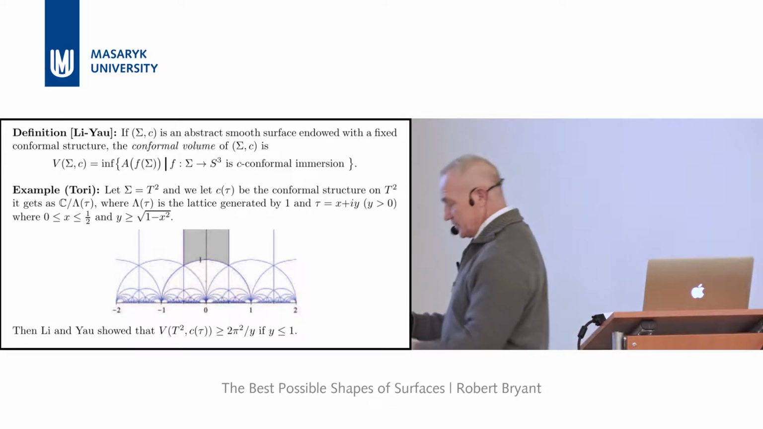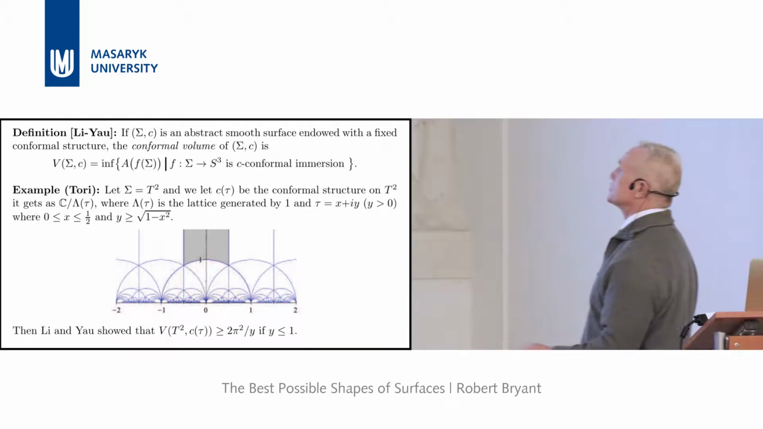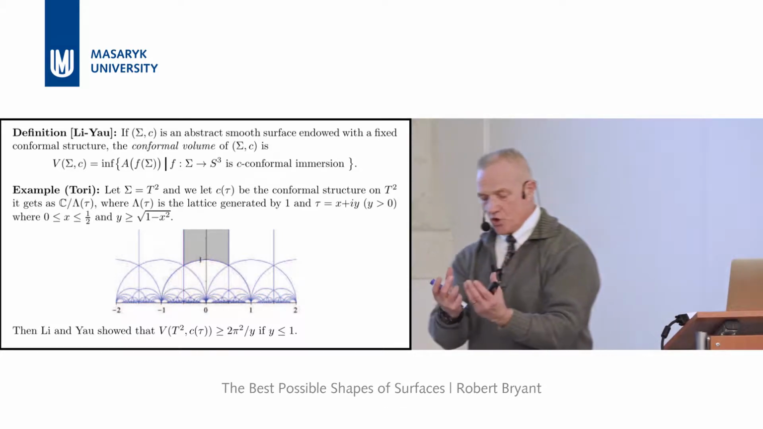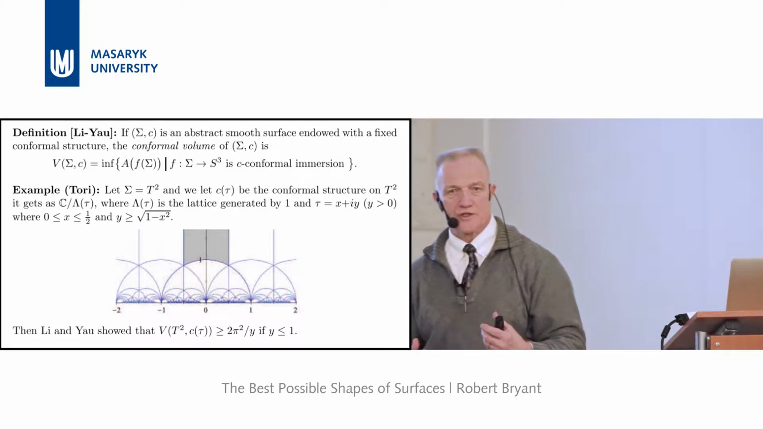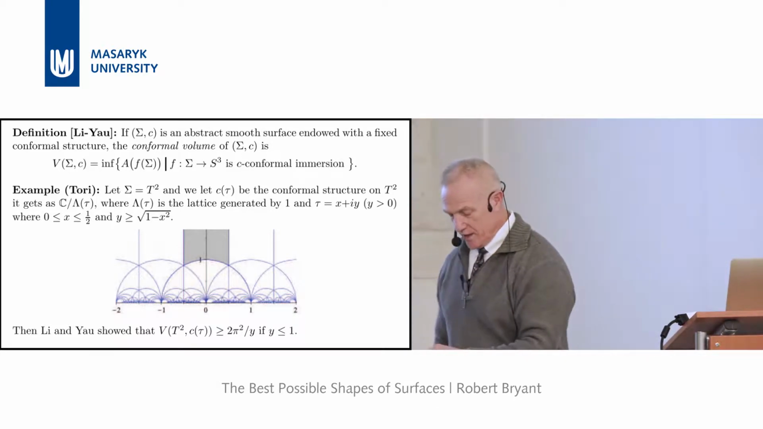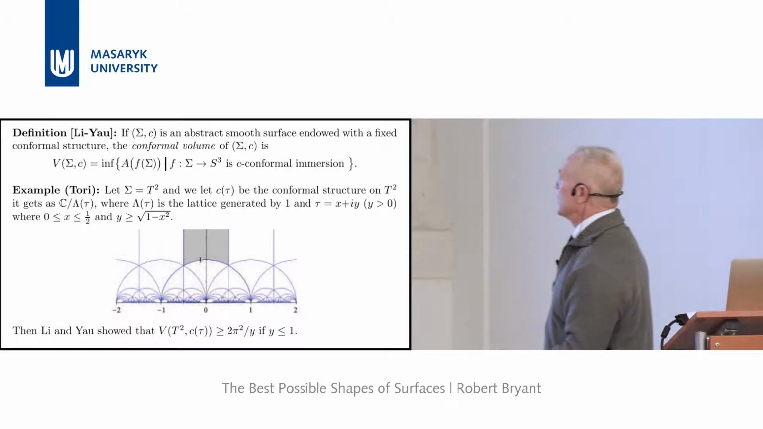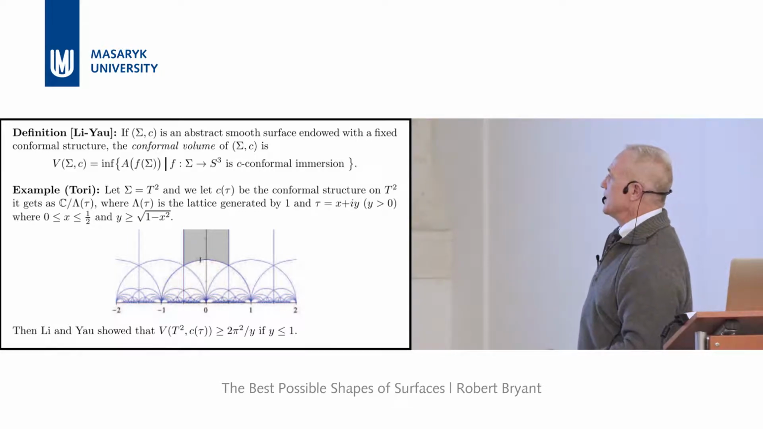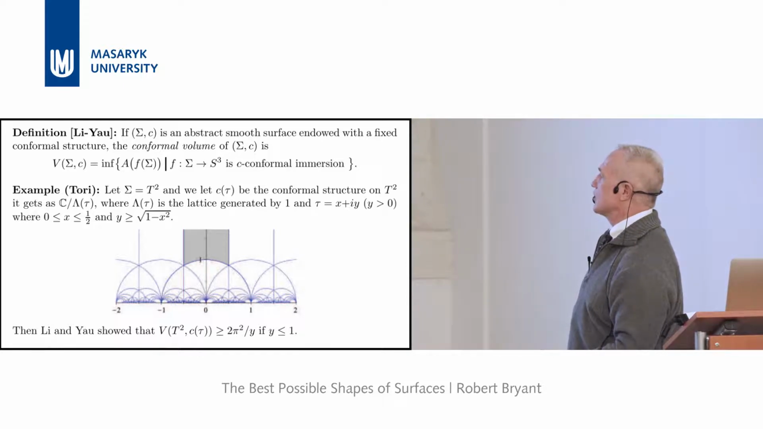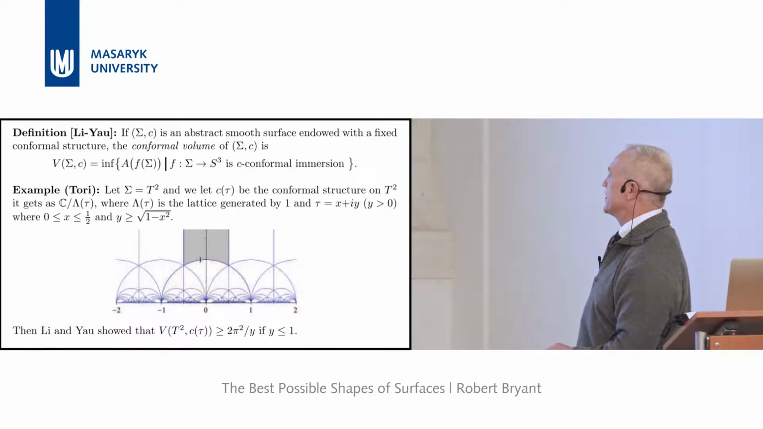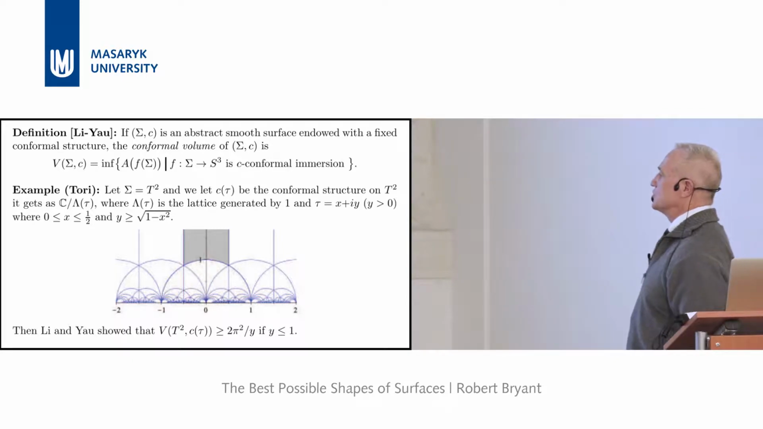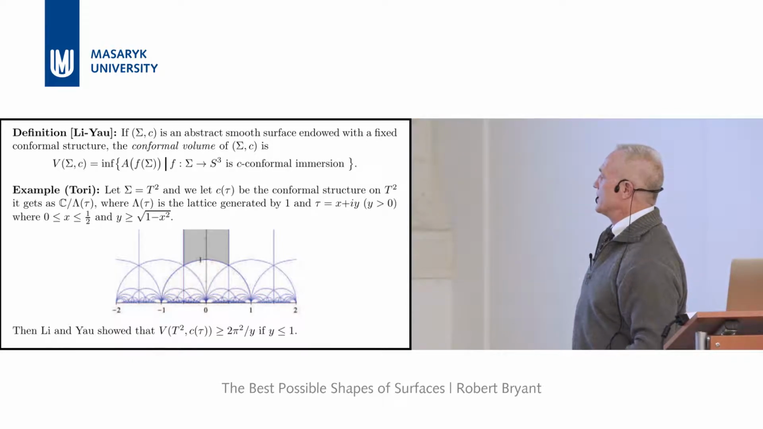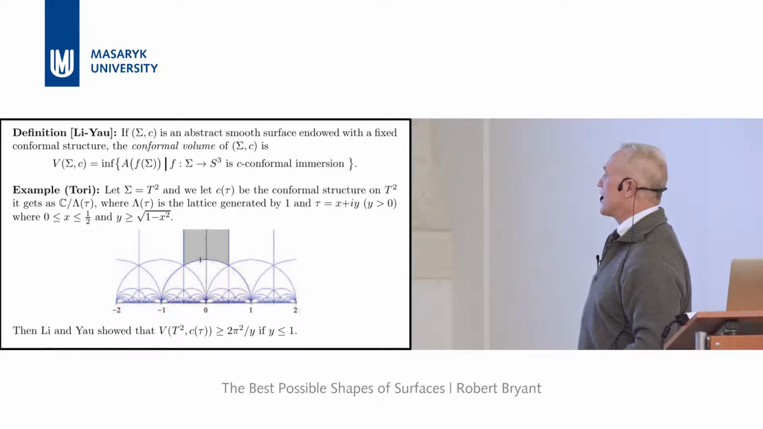And so that turned out to be an interesting approach because, those of you who've studied some complex variables know that the conformal structures on the torus form a two-parameter family. A conformal structure on a torus, you can think of it as C modulo a lattice, where the lattice is generated by 1 and a complex number tau with positive imaginary part that fits into this region. That's where tau fits. And what Li and Yau showed was that this quantity is at least 2 pi squared over y if y is less than or equal to 1.